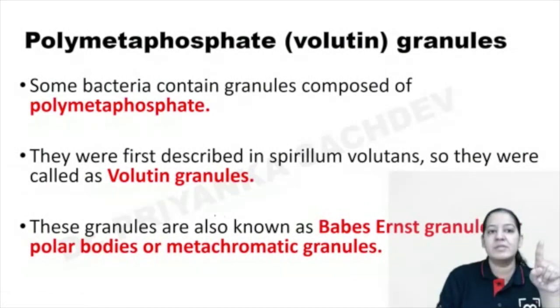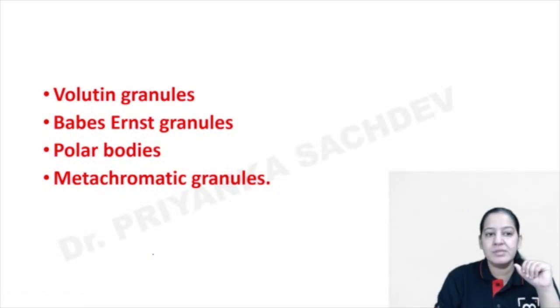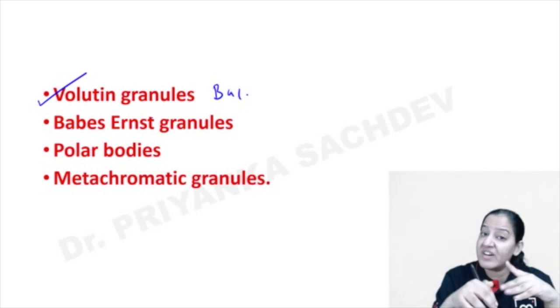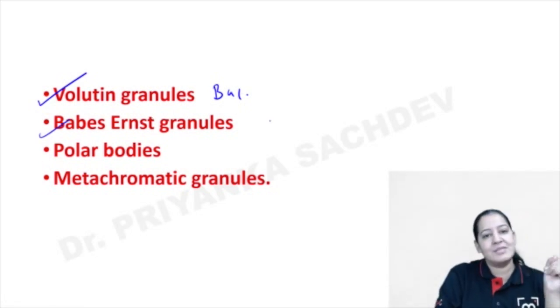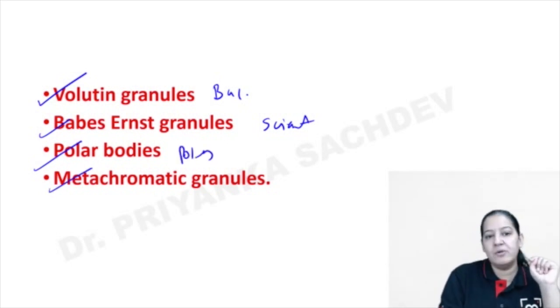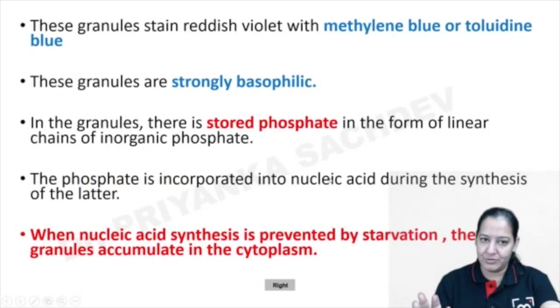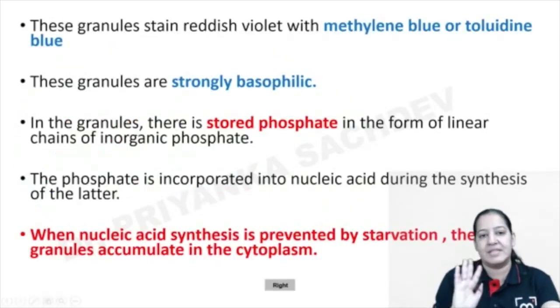That is about the granules. So what are the different names given to the granules? They are known as Volutin granules, the name of the bacteria in which they were first discovered. Babes-Ernst granules, the name of the scientist who discovered them. Polar granules because they are present at the poles. And metachromatic granules because they are bluish, violet in color. So those are the names given to them. The meaning of all these things is the same.